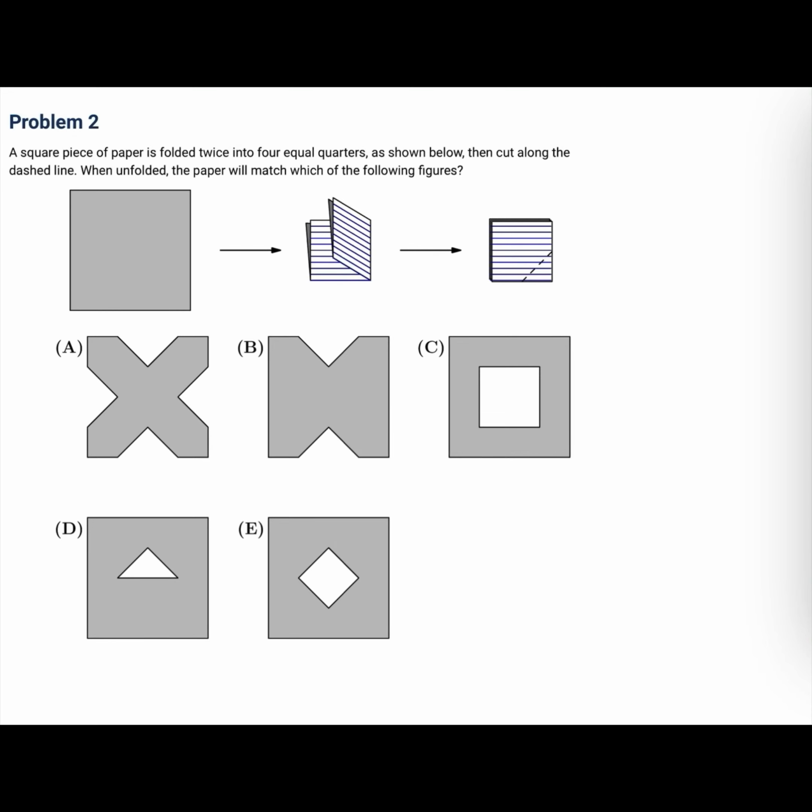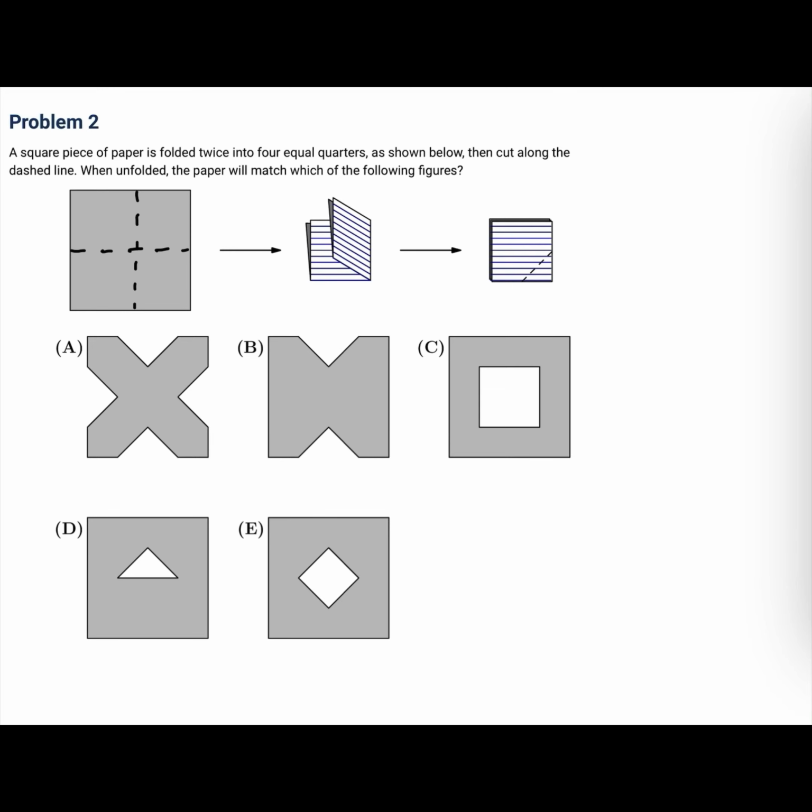Problem 2. A square piece of paper is folded twice into 4 equal quarters as shown below, and then cut along the dashed line. When unfolded, the paper will match which one of the following figures, and we are given options A, B, C, D, and E. So looking at this process, we can see that the paper has been folded along its axes. So it's been folded right here and right here.